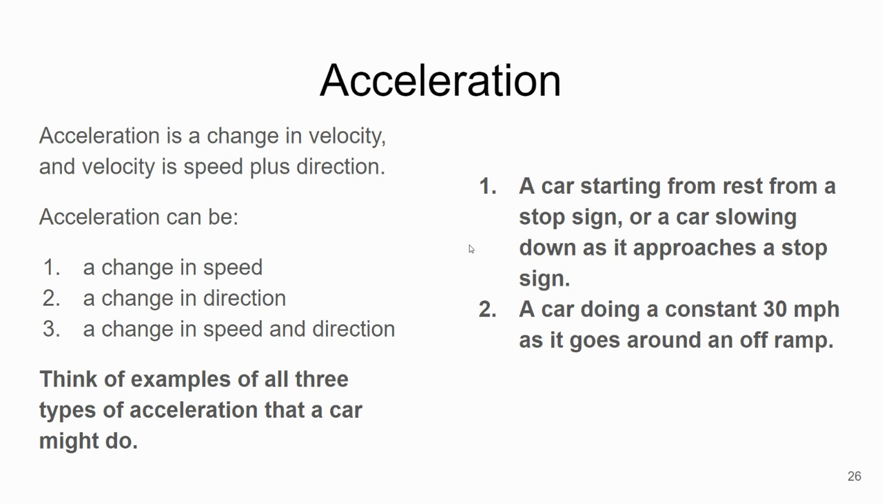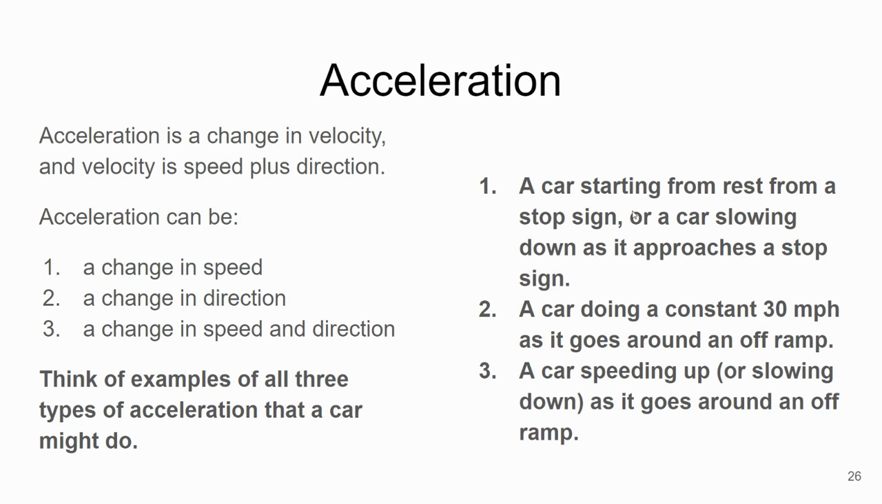And acceleration, that is a change in direction. So if your car is maintaining a constant speed of 30 miles per hour and you're making the turn around an off-ramp, you're changing direction. So that is acceleration. And if your car is speeding up or slowing down as you're doing the off-ramp, so at this point you are changing your speed and you are changing your direction, well, that is definitely acceleration.